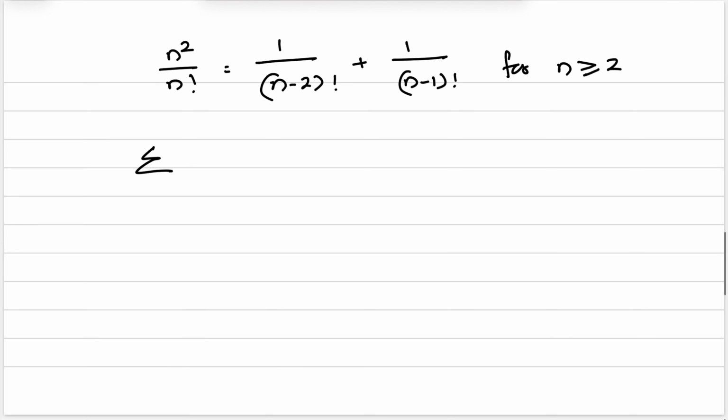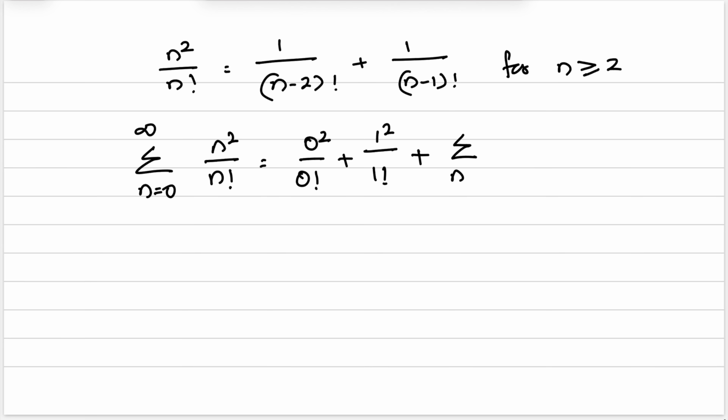Now sigma n is equal to 0 to infinity n square by factorial n is equal to, when n is 0, what happens? 0 square by factorial 0. Second term is when n is equal to 1, 1 square by factorial 1, plus from the third term, from n is equal to 2 to infinity, because for n greater than or equal to 2, this equation is to be used.